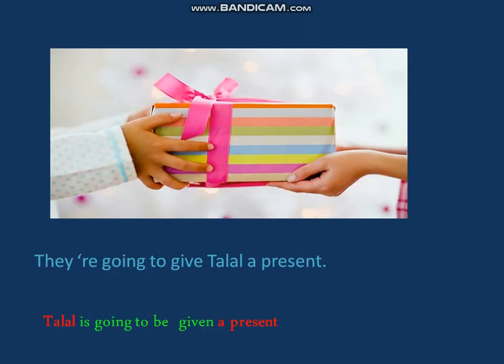They are going to give Talal a present. There are two ways to change the sentence from active into passive, because verbs like give, offer, or send are followed with two objects, direct object and indirect object. If we begin with the indirect object, which is Talal, the sentence will be: Talal is going to be given a present. But if we wanted to begin with the direct object, a present, it will be: a present is going to be given to Talal. Talal is the indirect object, present is the direct object.